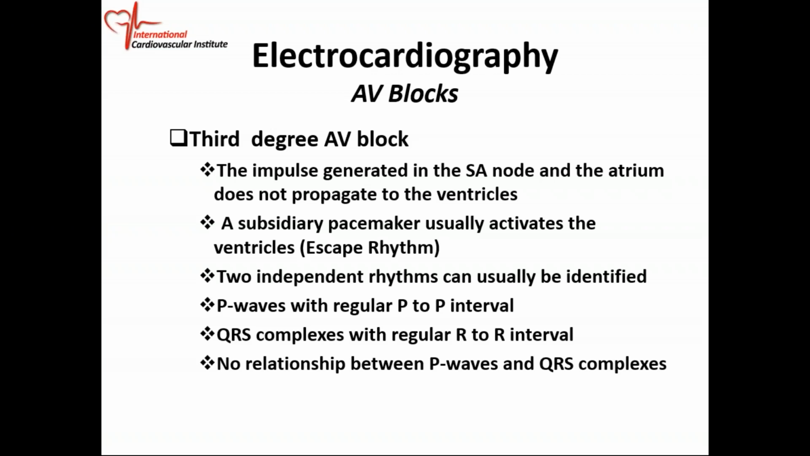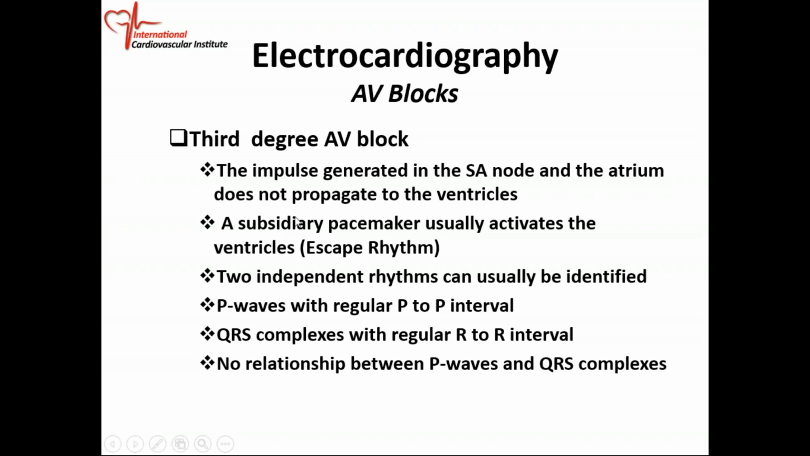The SA node usually fires between 60 and 100 times a minute, and that is adequate to make people feel good, then feel normal. The escape rhythm that is going to come from the ventricle or the AV node is usually about 40 beats per minute or less. It depends on where the block is located. And usually you're going to feel crappy, you're going to feel sick if that's your heart rate.